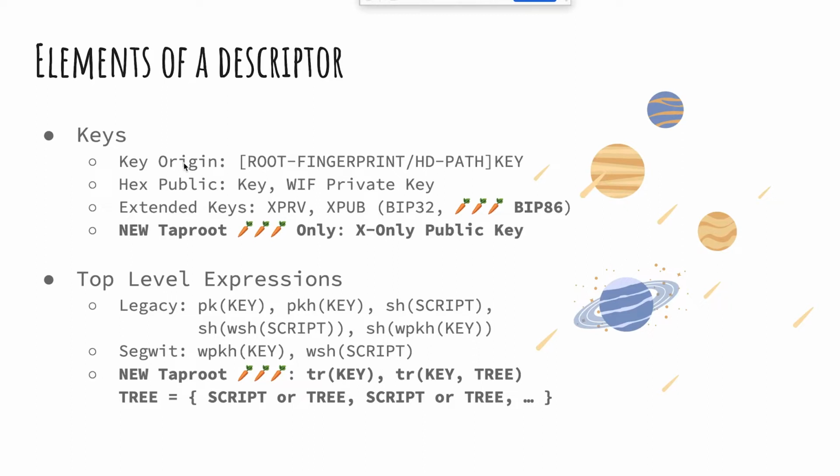So you can have this optional key origin, which is great for hardware signers. And then you can have a key, which is potentially just a public key, or it could be a private key.